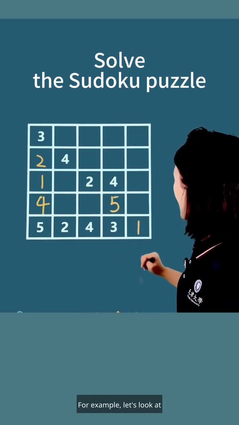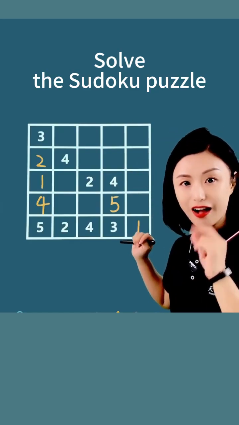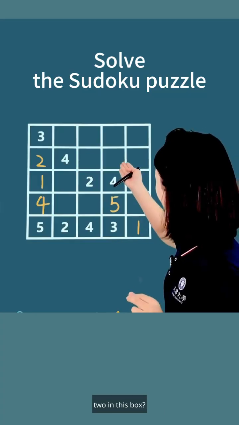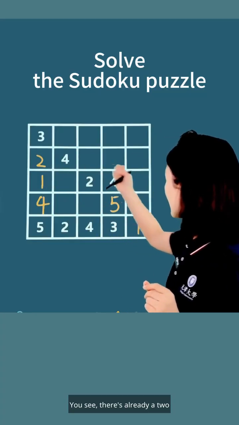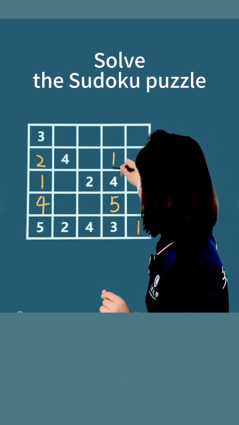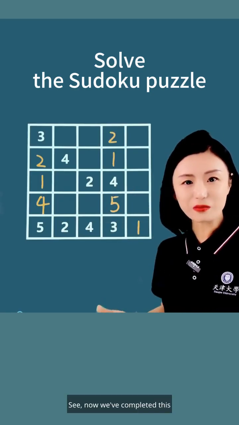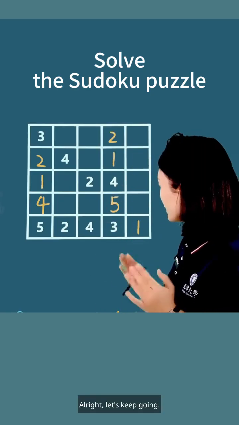Let's continue. For example, let's look at this column. We have 3, 4, and 5, so we're missing 1 and 2. Let's try it. For example, can we fill in 2 in this box? You see, there's already a 2 in this row, so we can't repeat it. So we can only fill in the number 1 here. So as for 2, I can only fill it into this box. See, now we've completed this column as well. All right, let's keep going.